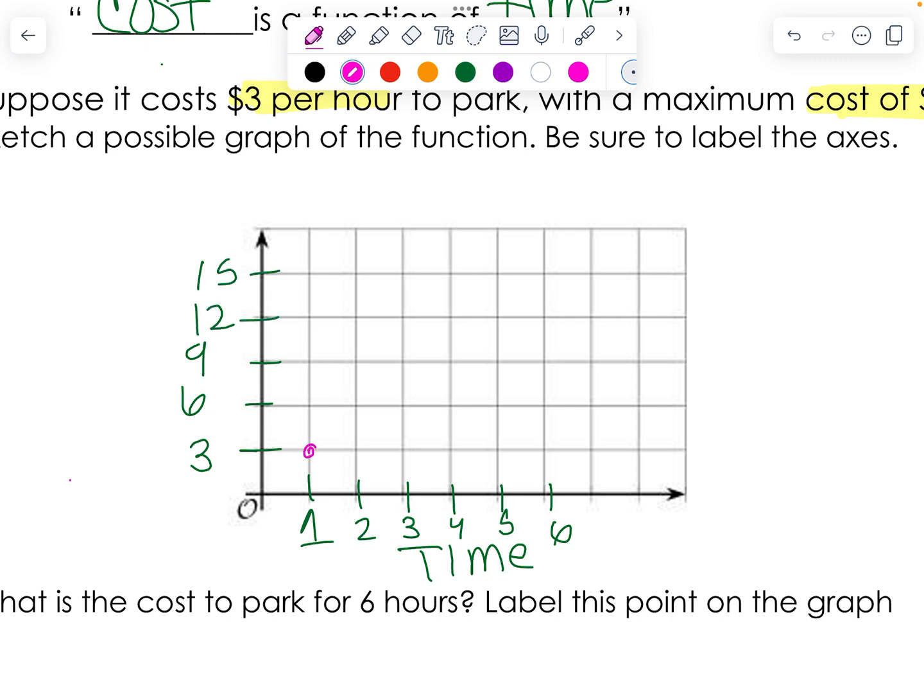For 1 hour, it's going to cost $3. 2 hours is 6. 3 is 9. 4 is 12. And 12 is the max. So if you were 5 hours, still 12. 6 hours, still 12, and so on. So our graph would look something like this, and then it's going to flatten out at the 12.